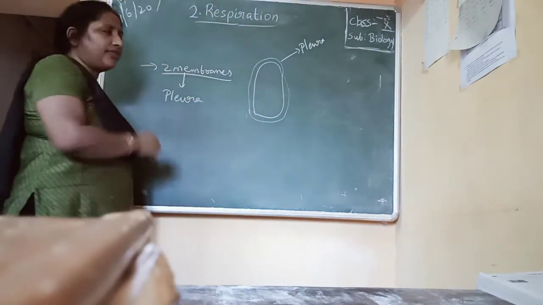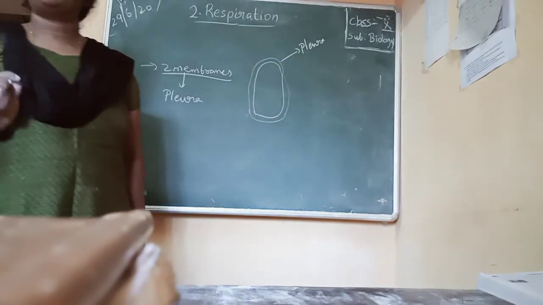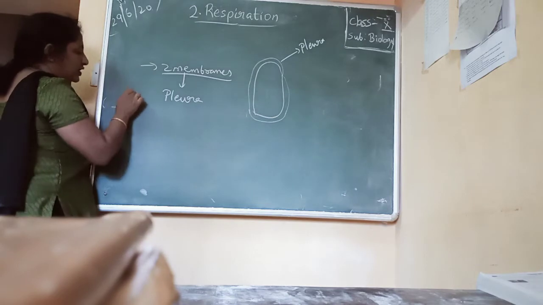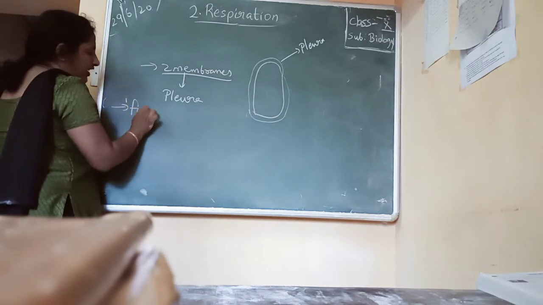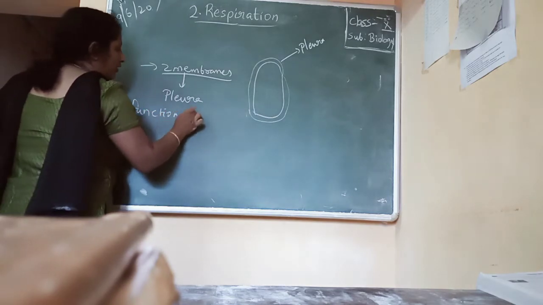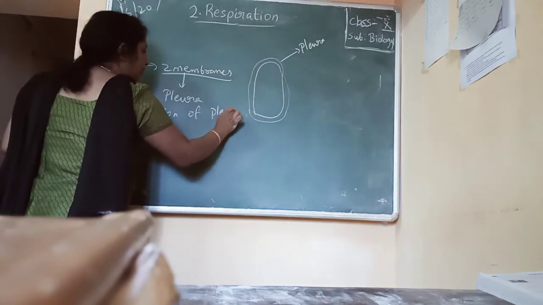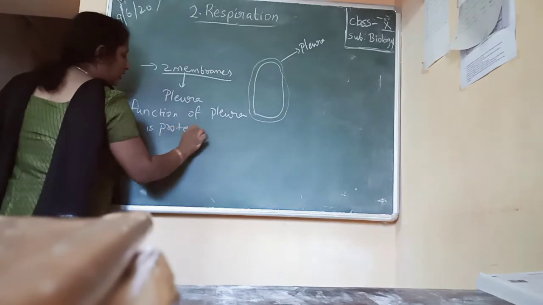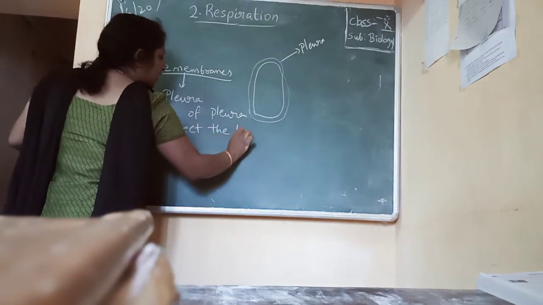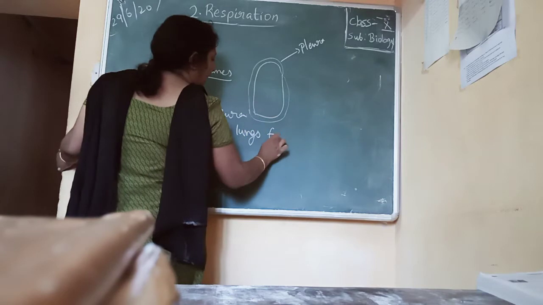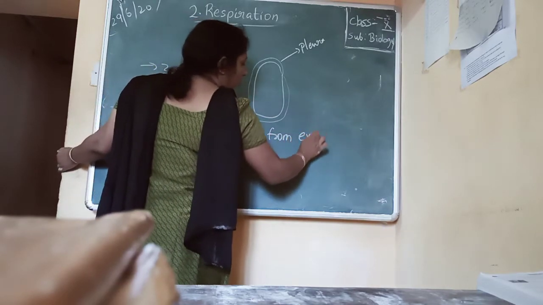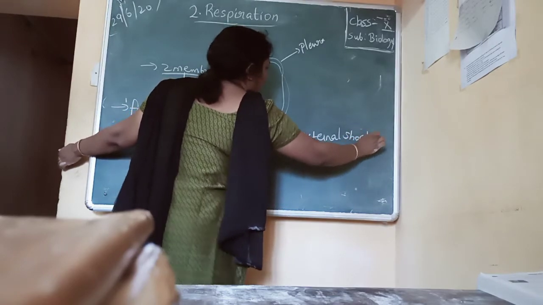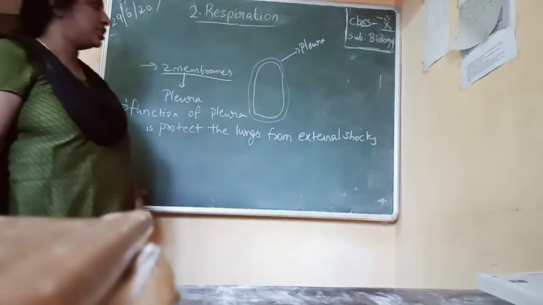So what is the function of pleura? It protects the lungs from external shocks. So the function of pleura is to protect the lungs from external shocks. Okay? Protect the lungs from external shocks.